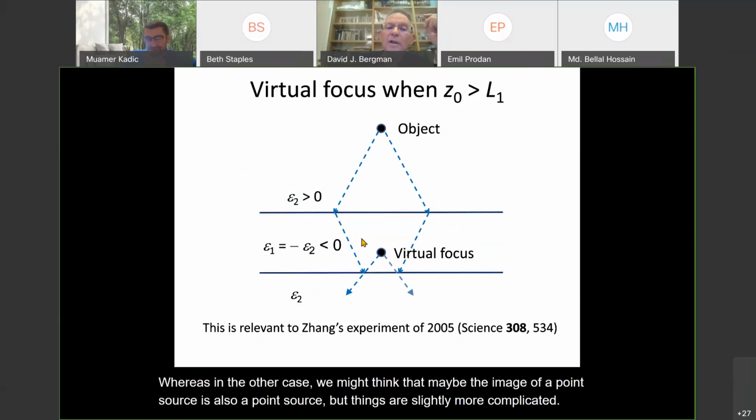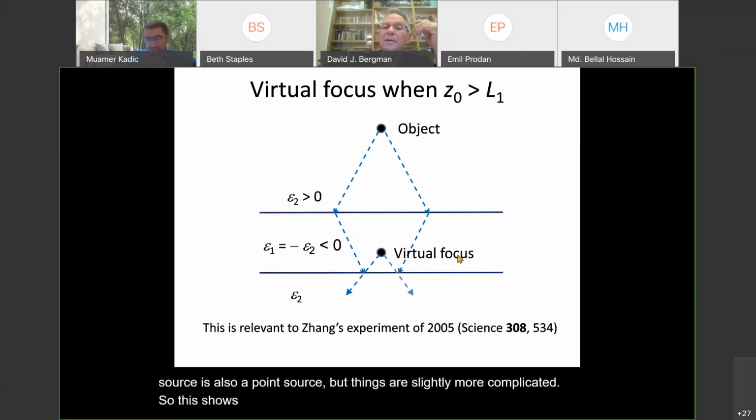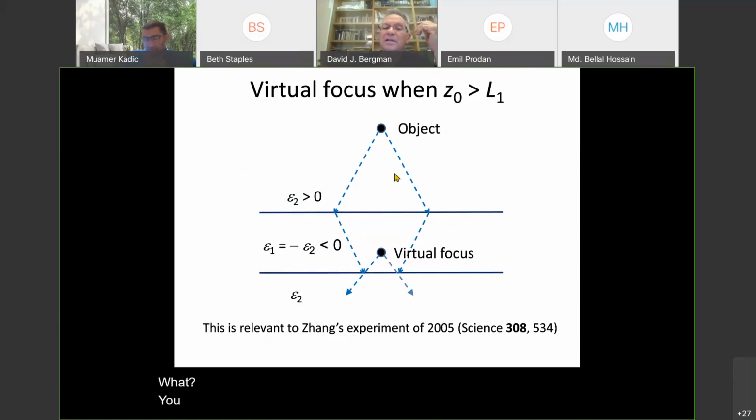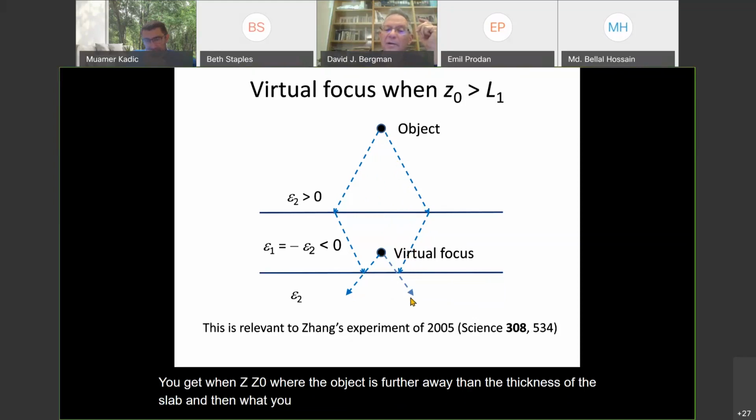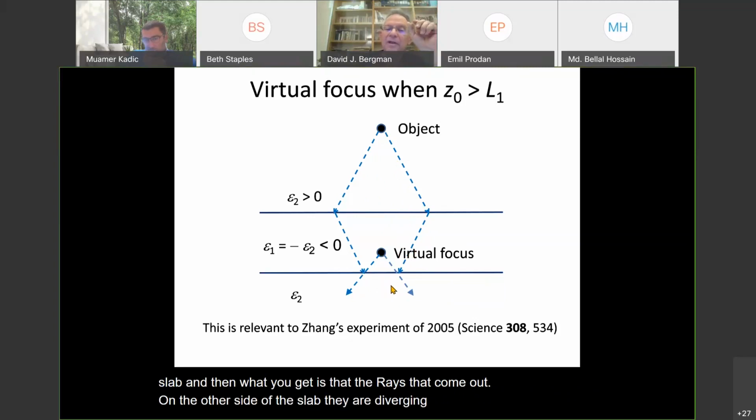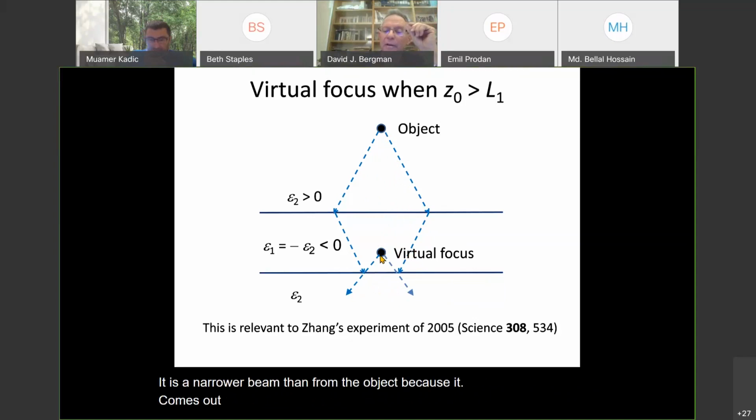So this shows you what you get when z0, where the object is, is further away than the thickness of the slab. And then what you get is that the rays that come out on the other side of the slab are diverging, but it is a narrower beam than from the object because it comes out of the virtual focus.